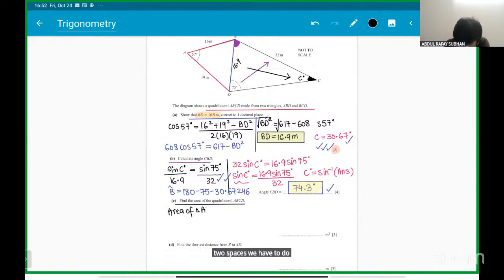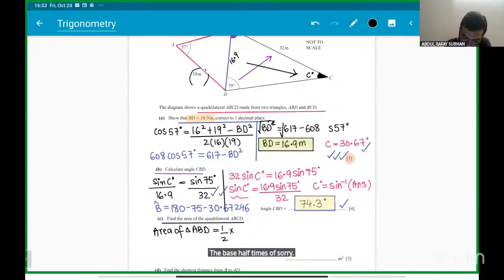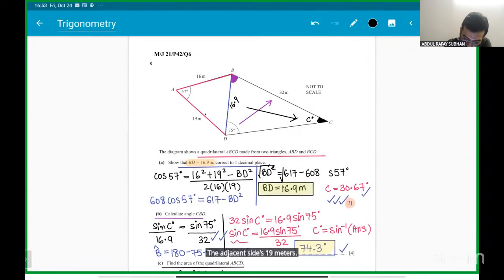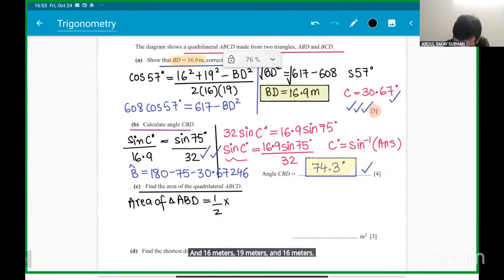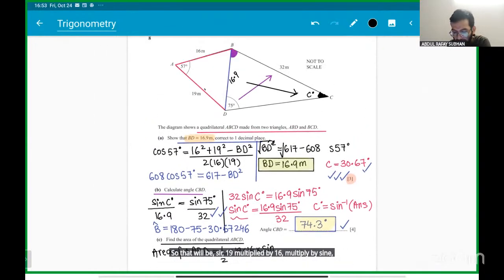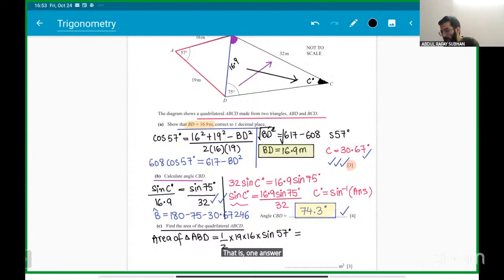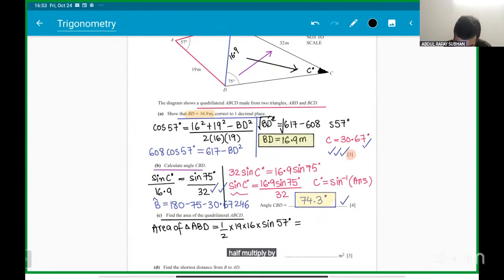Area of triangle ABD will be half times the adjacent sides, 19 meters and 16 meters, multiplied by sine 57 degrees. So that is half multiplied by 19 multiplied by 16 times sine 57 degrees. That is one area.